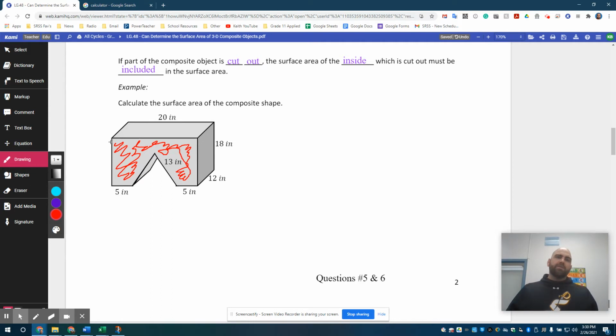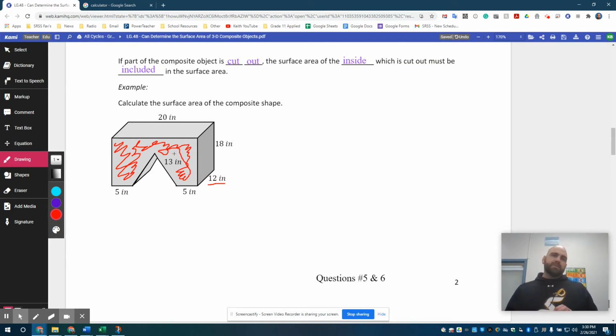So what we can do is find the area of this front right here, multiply it by 2, and then find the perimeter of the entire thing. That includes these lines, and then multiply it by the length, which is this piece right here. Now the perimeter would be the 20 up here, the 18 down here, 5, 13, 13, 5, and then 18 up here again. That would be our total perimeter. So we could use that to think of how we are going to solve it.